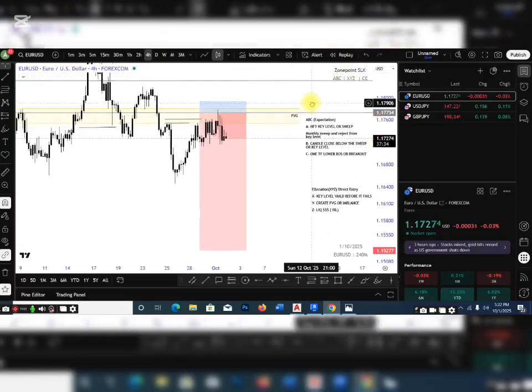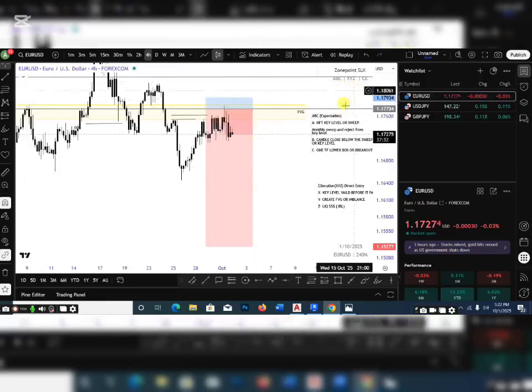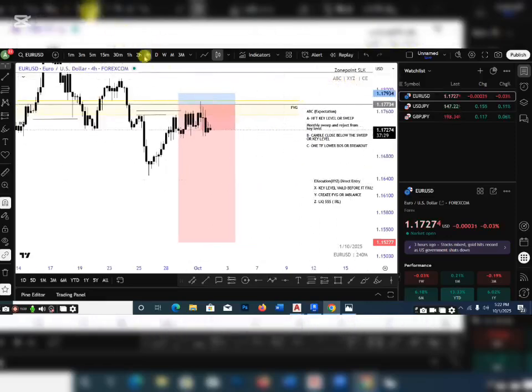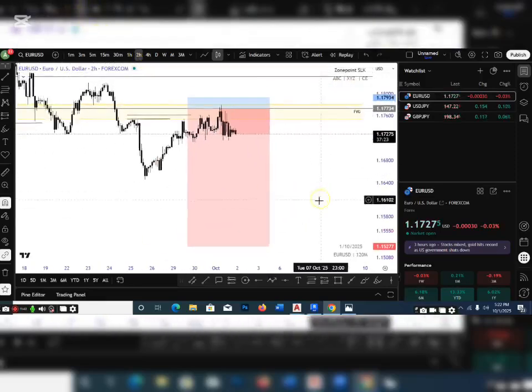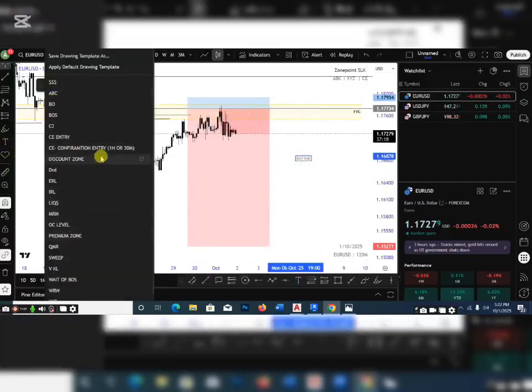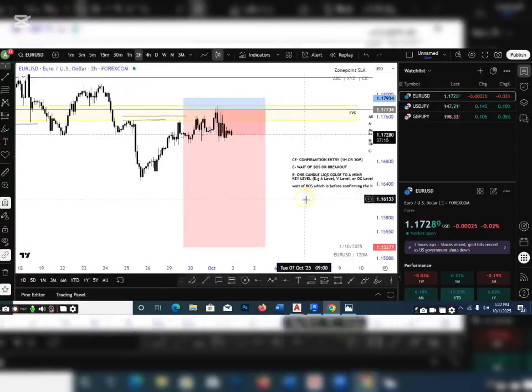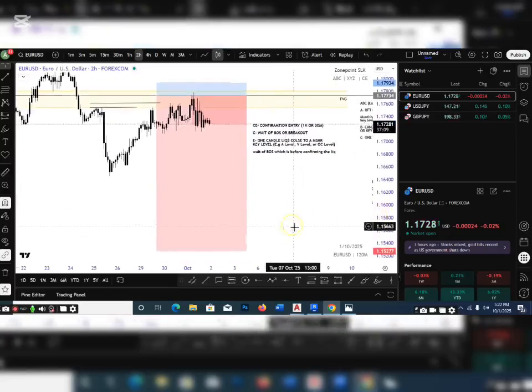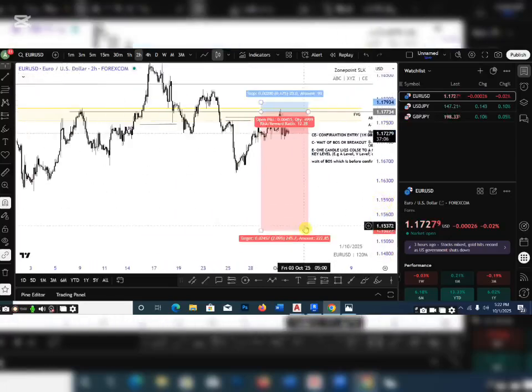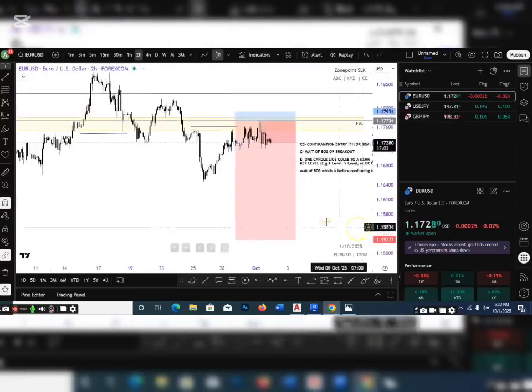You can see that I'm not just putting slogans, this is what is happening. So now on 2 hours we want to look for a confirmation entry. Let me bring out the confirmation checklist for you guys so that you can follow alongside. This is the confirmation entry. So on my confirmation entry, what do we want to do?